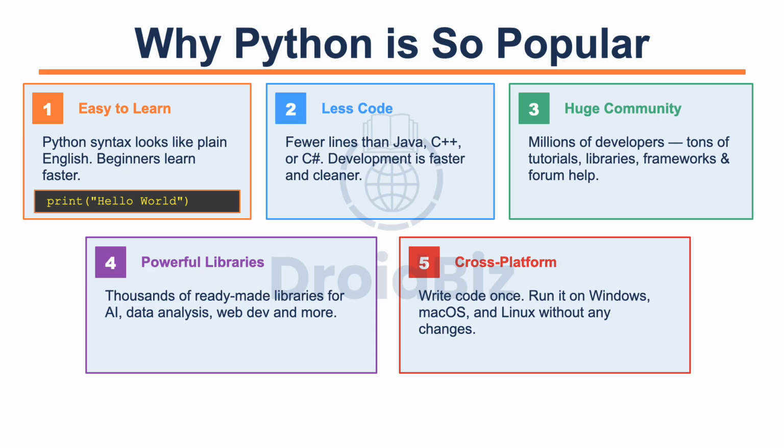The fourth reason is powerful libraries. Python has thousands of ready-made libraries for almost every task: artificial intelligence, data analysis, image processing, web development, and much more. You do not have to build everything from scratch. The fifth reason is that Python is cross-platform. You write your code once, and it runs on Windows, Mac OS, and Linux without any changes. These 5 reasons together make Python one of the best choices for beginners and professionals alike.